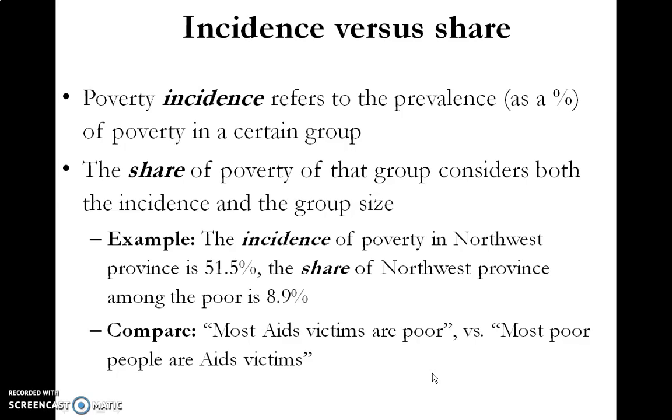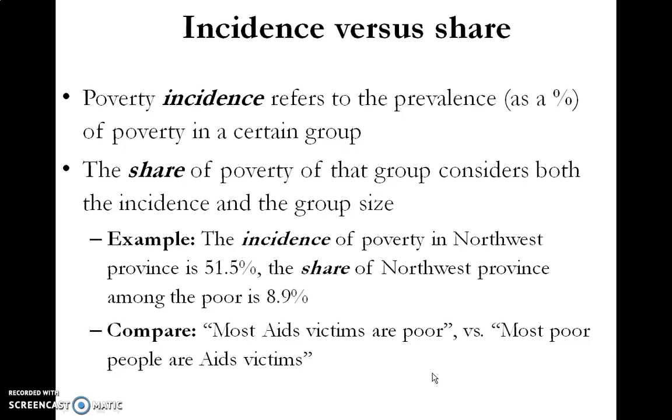Two terms that you'll often see in your prescribed readings are incidence and share. And you need to be able to distinguish between the two because they mean very different things. When we're talking about poverty incidence, we are referring to the prevalence of poverty within a certain group. Basically, the percentage of poor people within a certain group, whether it's a geographical group, sex, gender, etc.